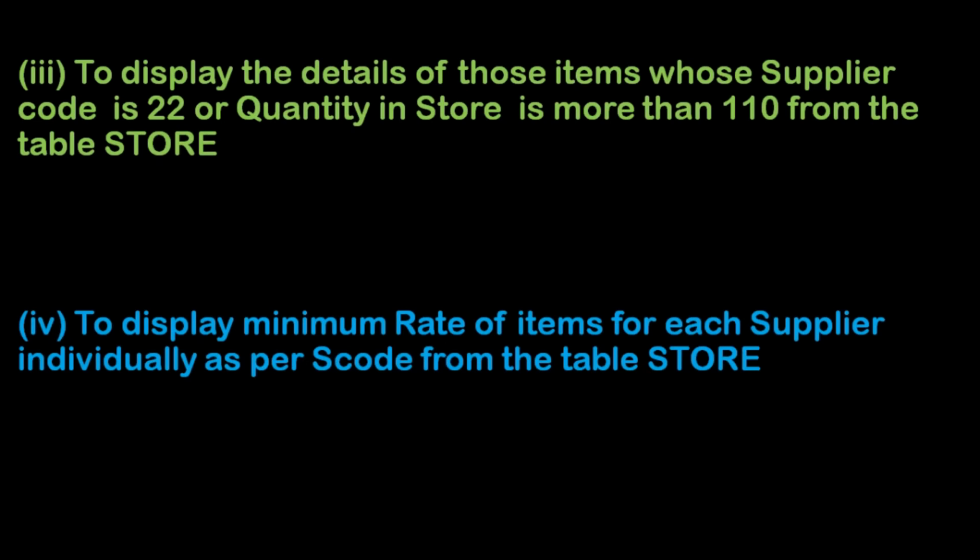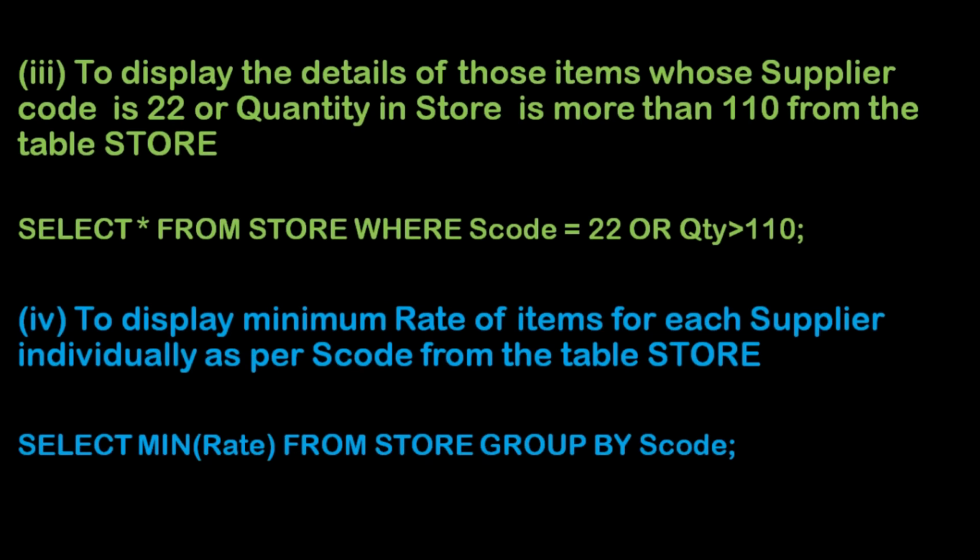I'll wait for a few minutes and we will discuss the answer. Okay, finished. Now select star. Star indicates all the headings, all the columns, all the contents, everything from the store where the S code is equal to 22 or quantity greater than 110.